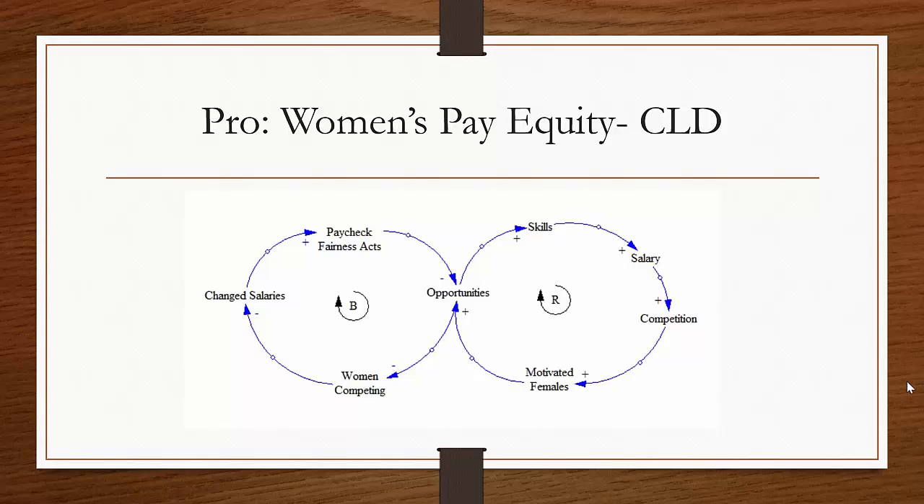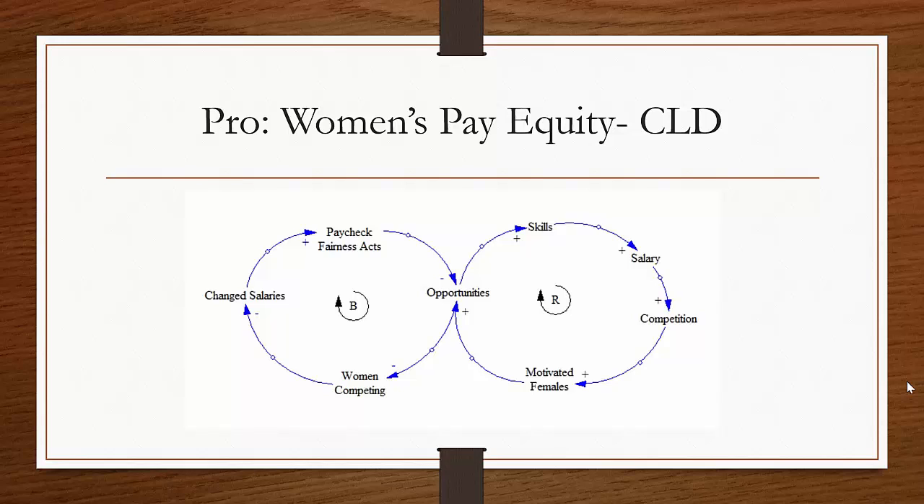Looking at the reinforcing loop, let's consider the opportunities. When there is an increase in the opportunities for individuals to grab, their skill sets will increase as well. They will learn new techniques which will ultimately enhance their performance and efficiency in the workforce. This will allow for promotions and a salary increase. As salaries begin to increase and the job titles become more salary-based, the competition amongst individuals will also rise. This will push more females who are motivated to grasp those opportunities.